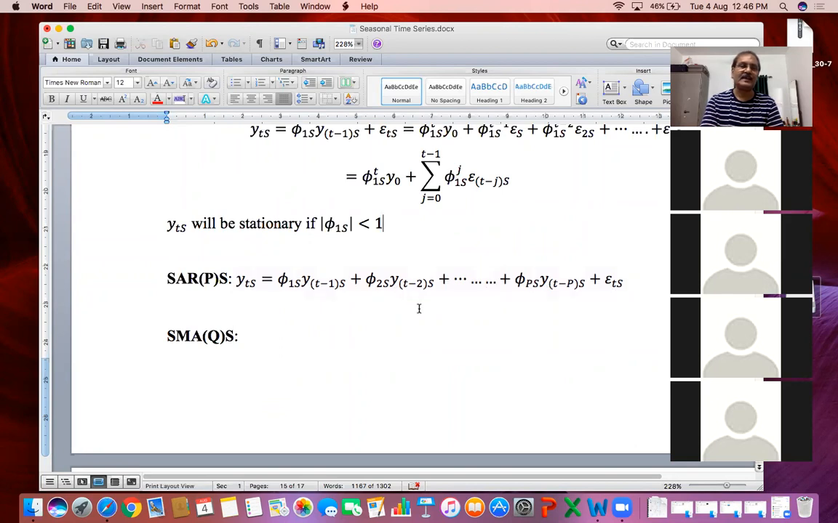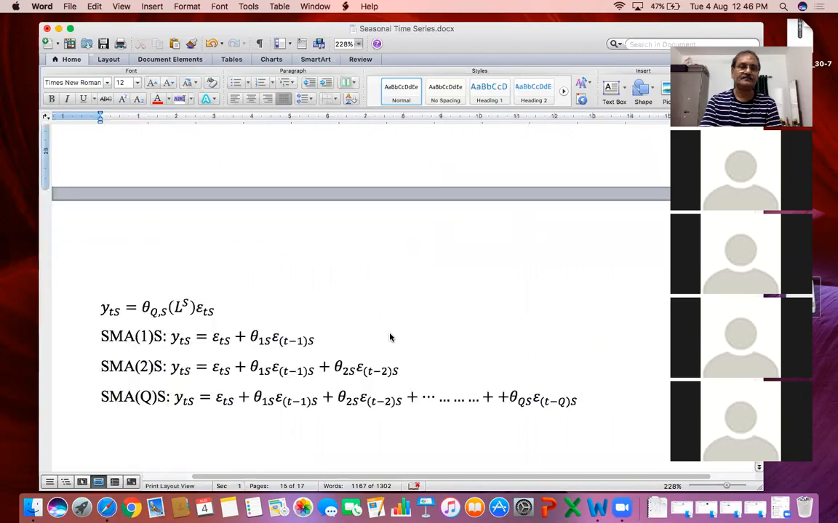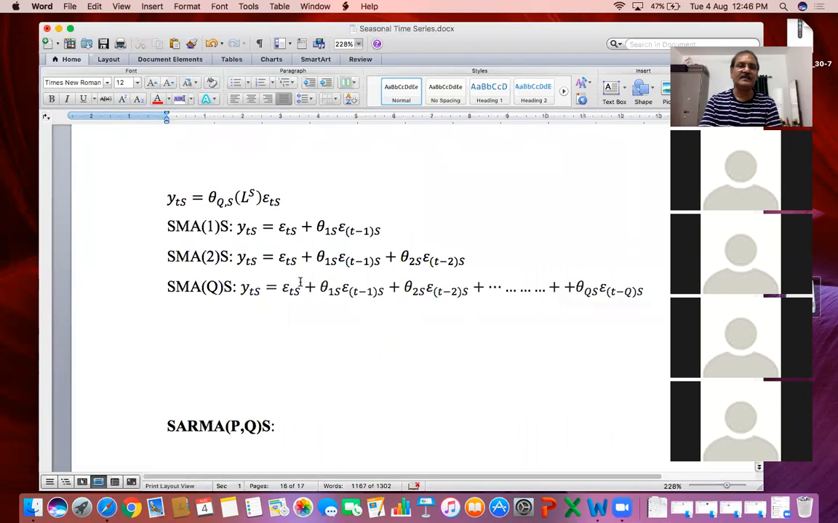That is, how do we get it? If we put 0 in our earlier stochastic autoregressive process in the non-seasonal part, then you can get this component. Similarly, for the moving average, you can get specific expressions for moving average of order 1, moving average of order 2, moving average of order Q. Just try to find out this by yourself.